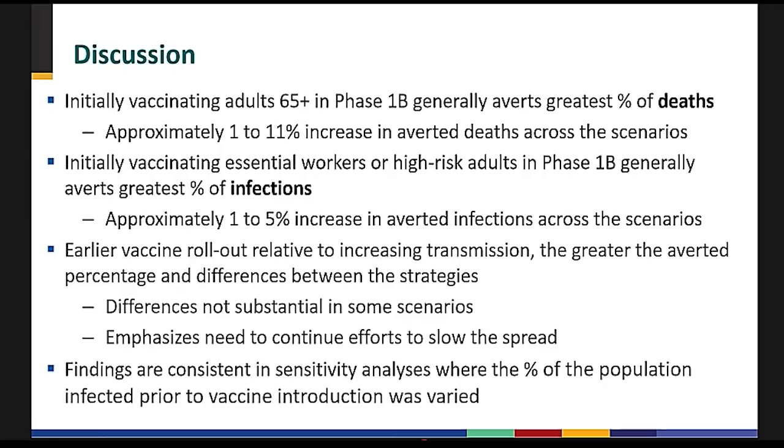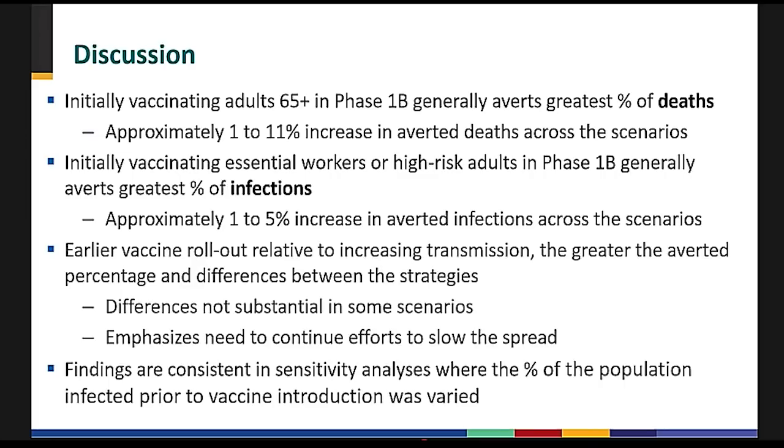In summary, we found that initially vaccinating adults age 65 plus in phase 1B generally averts the greatest number of deaths, and there's approximately a 1 to 11% increase in averted deaths across the different timing scenarios we considered. That initially vaccinating essential workers or high-risk adults in phase 1B generally averts the greatest percentage of infections, and there's approximately a 1 to 5% increase in averted infections across the different timing scenarios considered. That the earlier the vaccine rollout relative to increasing transmission, the greater the averted percentage and differences that were found between the strategies. These findings indicate that the differences are not substantial and near zero in some scenarios, especially in scenarios where vaccine is introduced as incidence falls.